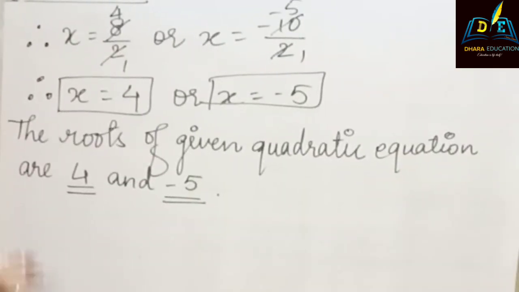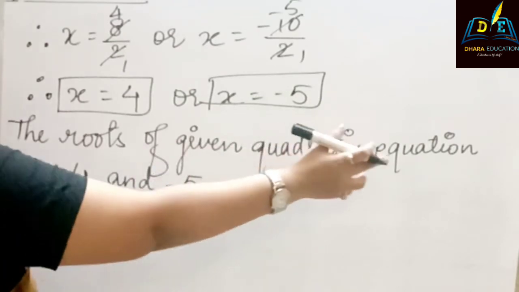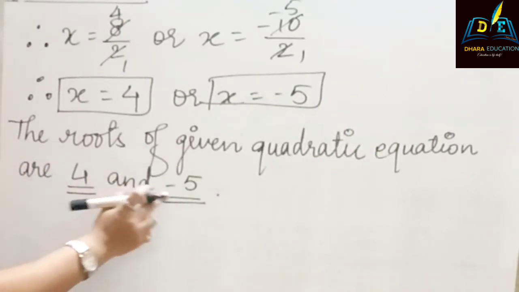So now students, you can see and write the last statement, that is, the roots of the given quadratic equation are 4 and minus 5.